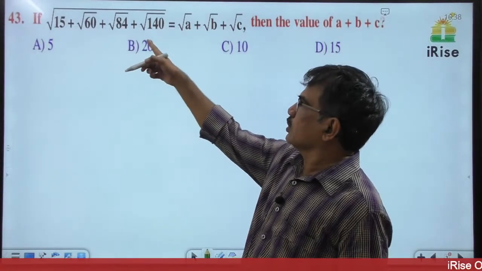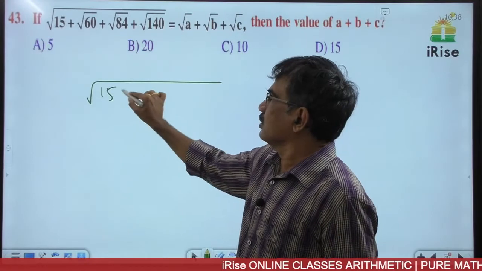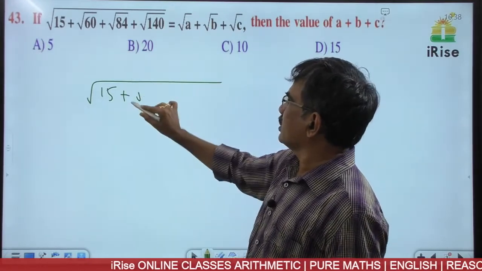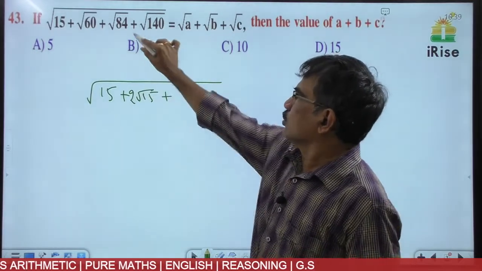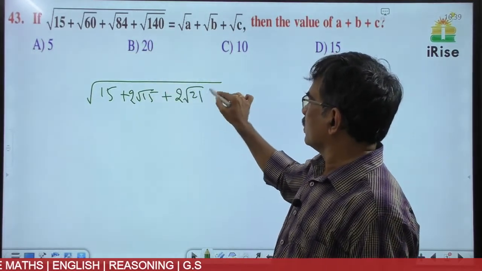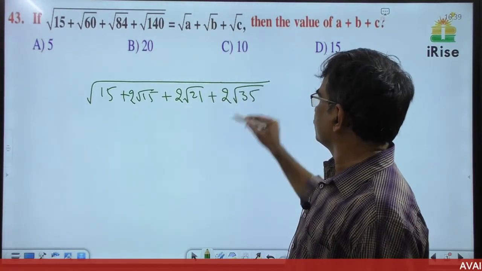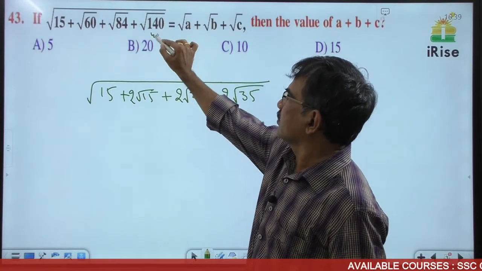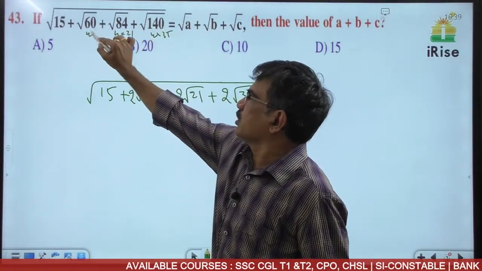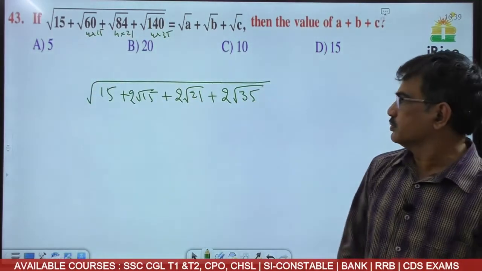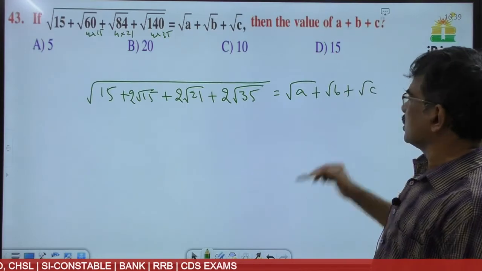Here this is root of 15 plus root 60. I want to write root 60 as 2 root 15, root 84 as 2 root 21, plus root 140 as 2 root 35. This is nothing but 4 into 35, this is 4 into 21, this is 4 into 15. Root of 4 is 2. This is equal to root a plus root b plus root c. Actually the question is very simple.